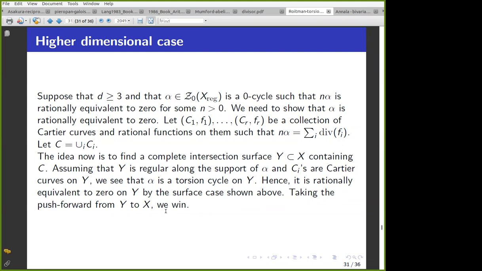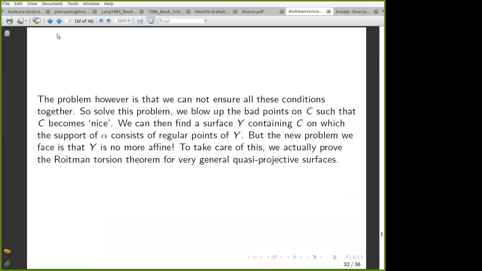But I am cheating here. The problem is that you cannot do this. You cannot say that if I have this curve C, then I can find a nice surface inside X which satisfies all these conditions. In a specific problem you may, but in general you cannot claim that. The problem is that we cannot ensure all these conditions together, so we have to do something else. What we do is the following.